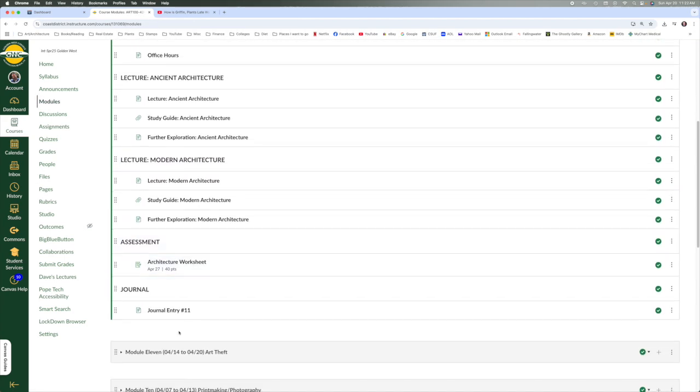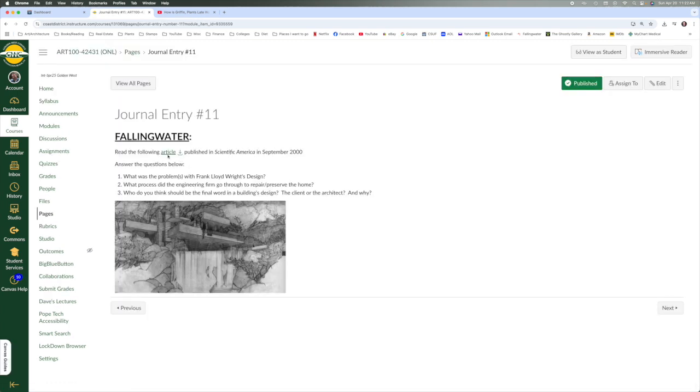Next thing we'll cover will be the journal entry. For the journal entry, we're going to have an article to read. It's scary to think that this article is now a quarter of a century old, but right around the year 2000 we had issues with this really great building that Frank Lloyd Wright had designed and built back in the 1930s. You'll read about all the problems the building had and what the engineering firm had to go through in order to repair and preserve the home.